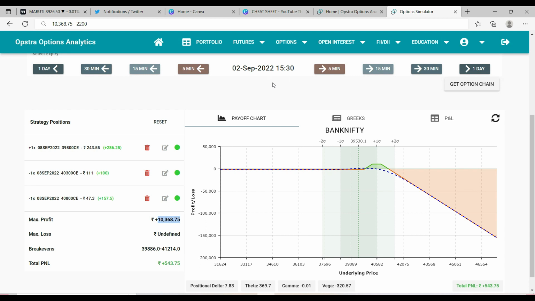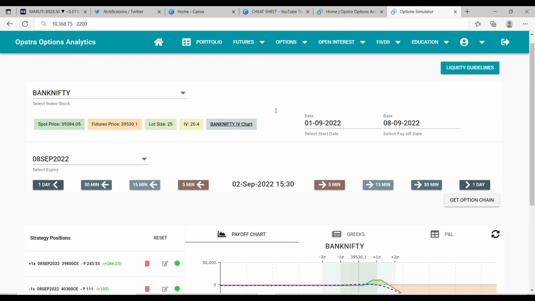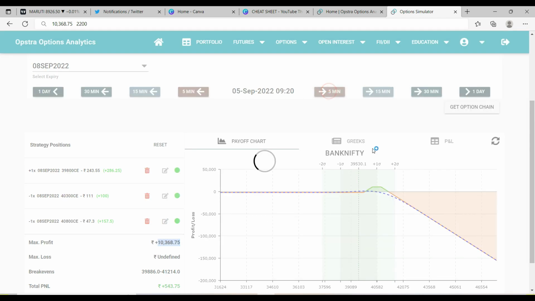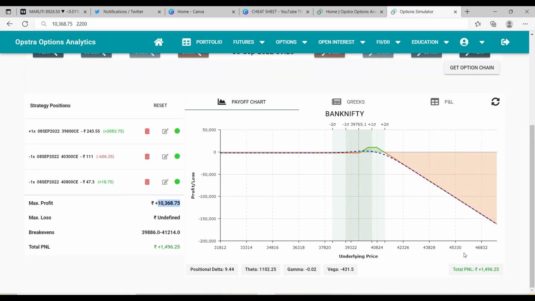I'll take it to the 330. So we are on 2nd of September with a profit of 543. So what happens next morning when the market opens? The market has opened with a bit of a gap up. That's the reason you see 1,496.